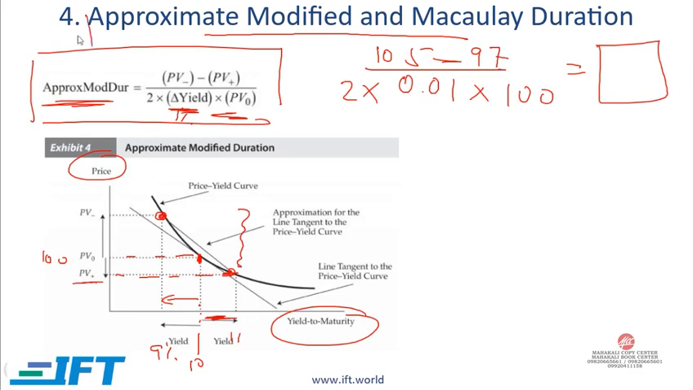You need to memorize this formula. The interpretation is that this approximate modified duration is simply the tangent to the price yield curve.